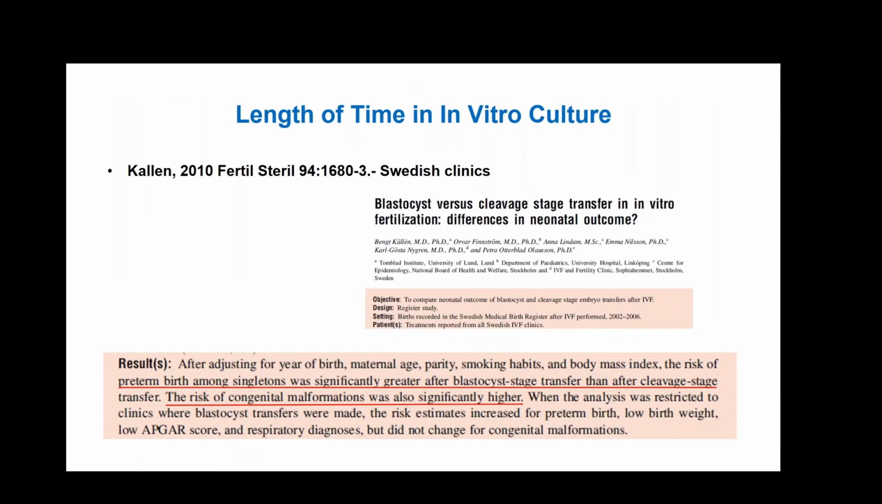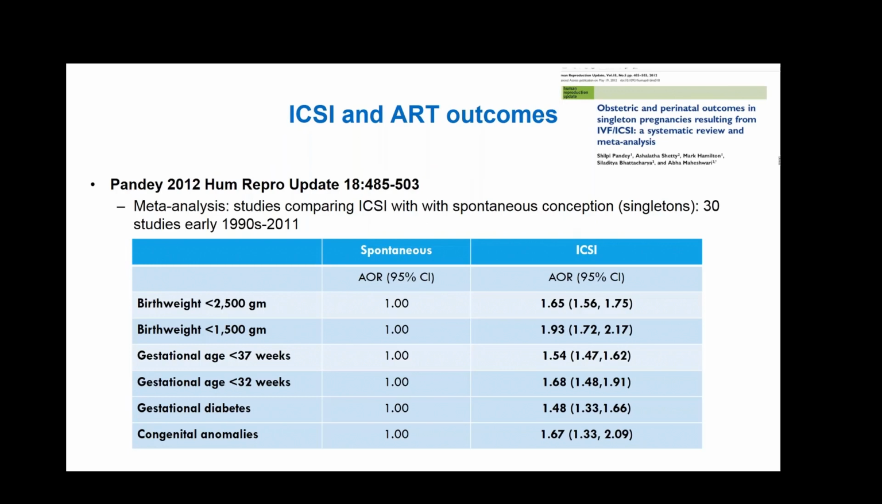Time in in vitro culture has also been implicated in increasing perinatal risk. In this 2010 study, for example, blastocyst culture increased preterm birth and risk of malformation in singletons when compared to cleavage stage transfer. Whether this observation will hold up with additional study remains to be seen, but it suggests that time in culture could indeed have an effect on outcome.